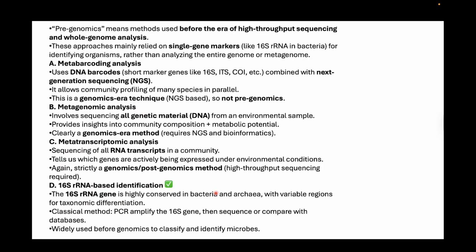This is highly conserved and only one locus needs to be sequenced in the environmental sample, with variable regions for taxonomic differentiation. PCR amplify the 16S gene, then sequence and compare with the databases, widely used before genomics to classify and identify microbes. So this was the method that was commonly used in the pre-genomics era before the advent of high throughput sequencing or next generation sequencing. I hope it is clear to the students.